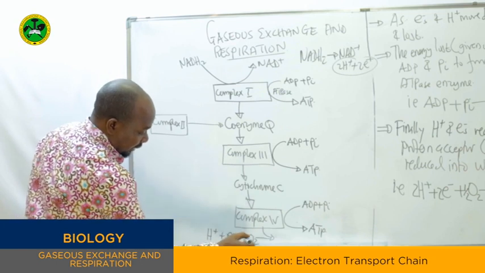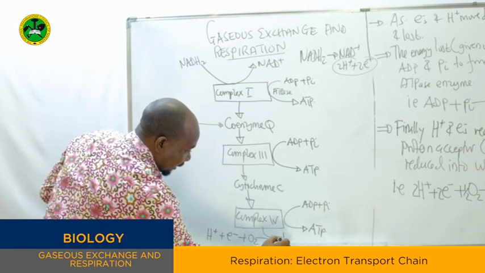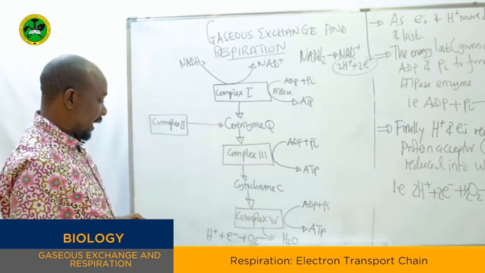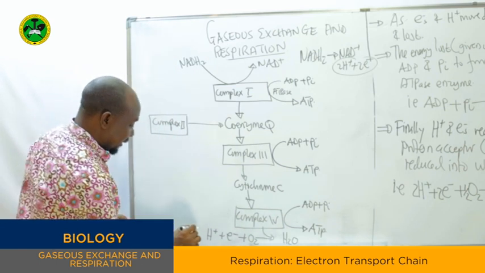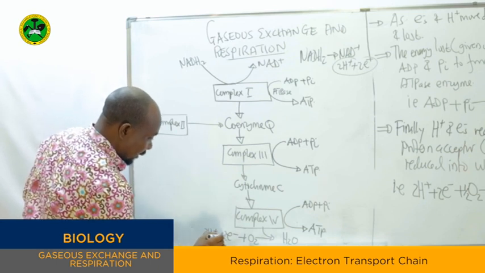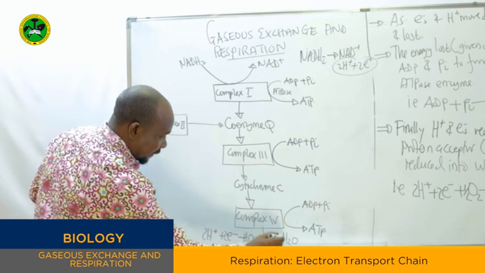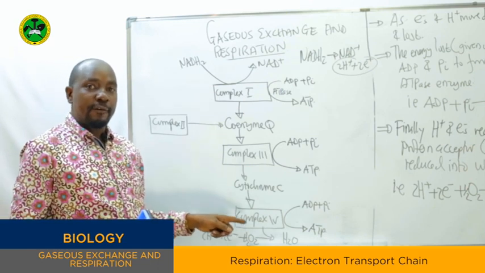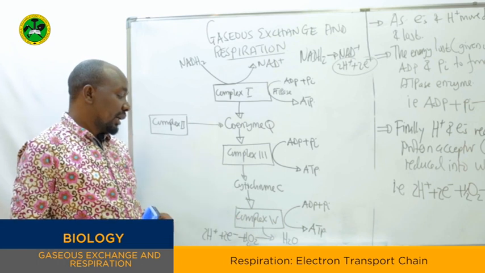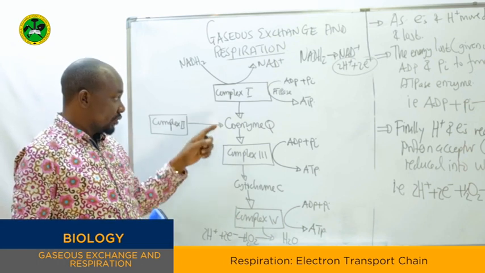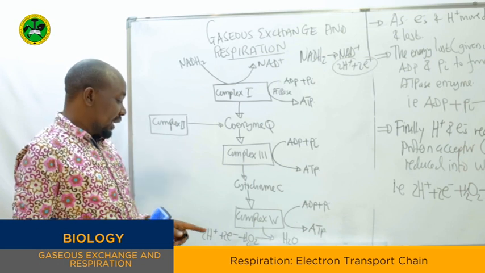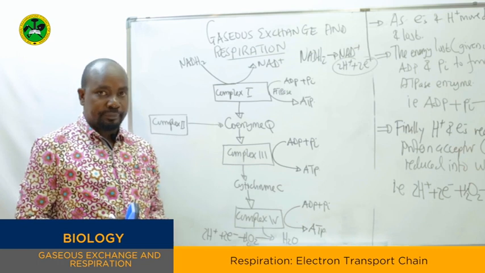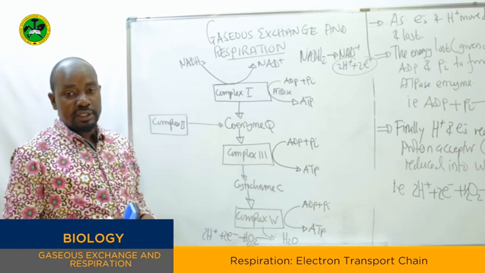The protons plus the oxygen, they form water. Balancing this equation, here is two, this is half. So the oxygen is known as the final electron acceptor in the electron transport chain, meaning that it finally accepts the proton and electron to form water. So water is given out as a byproduct.